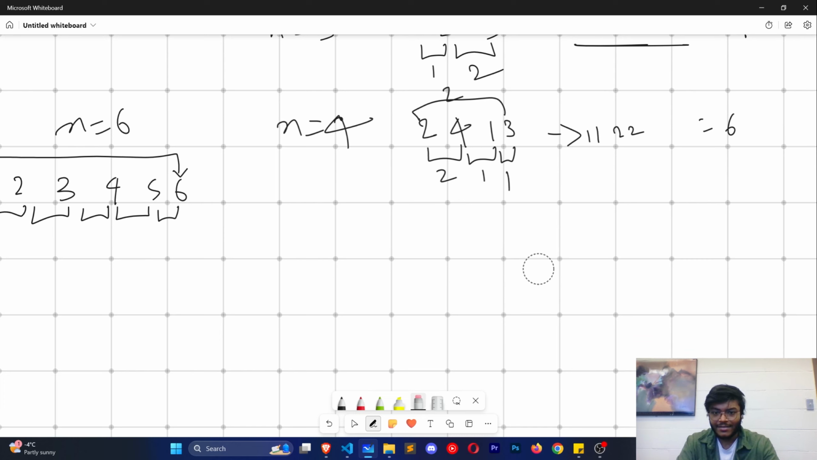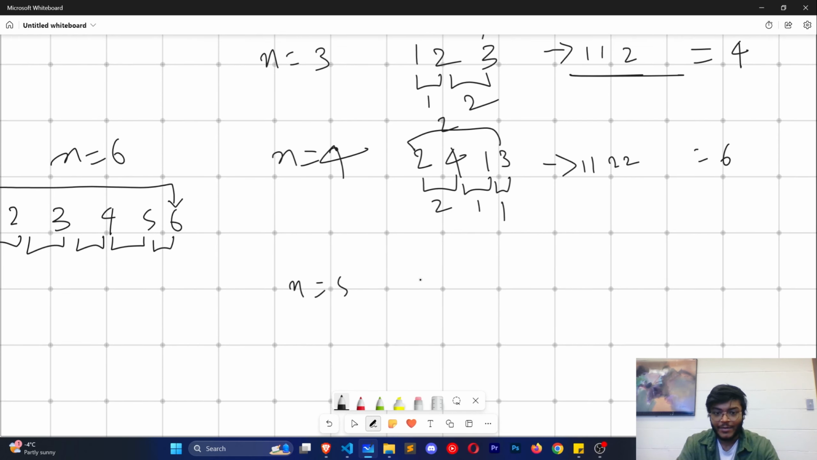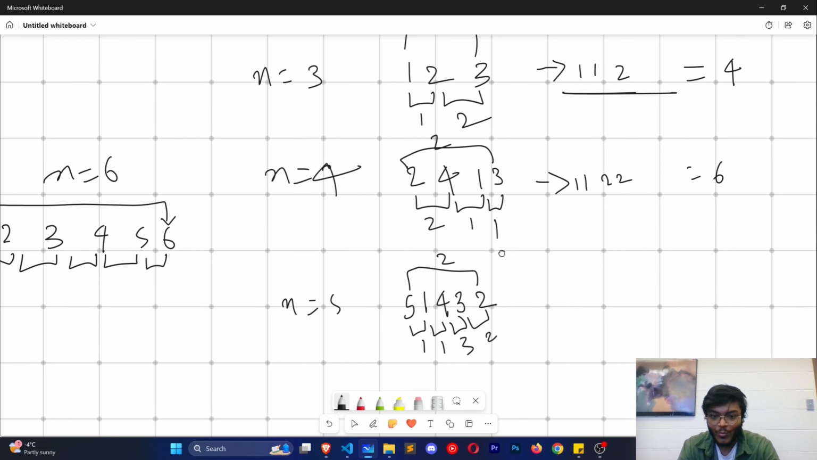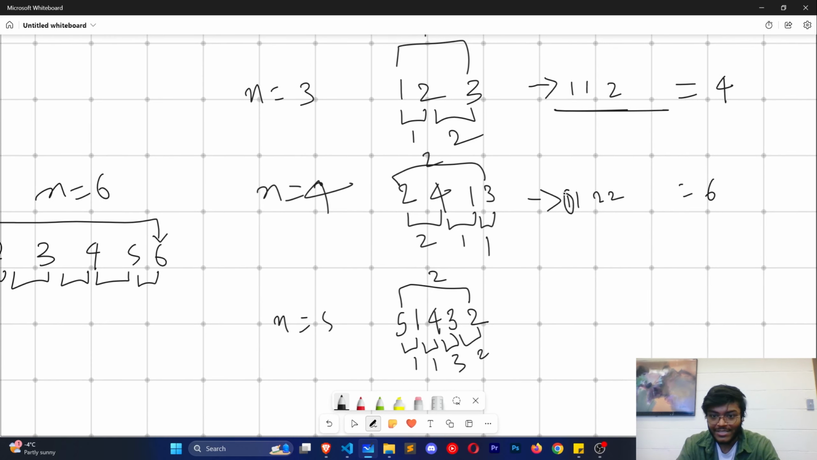Let's take one more, n is equal to 5. Okay, so in this one, we'll place 1 and then we'll place the two big values, let's say 5 and 4 over here, and then we can just place 3 over here and then 2 over here, something like that. So this would be 1, this would be 1, this would be 3, 2, and then 2.